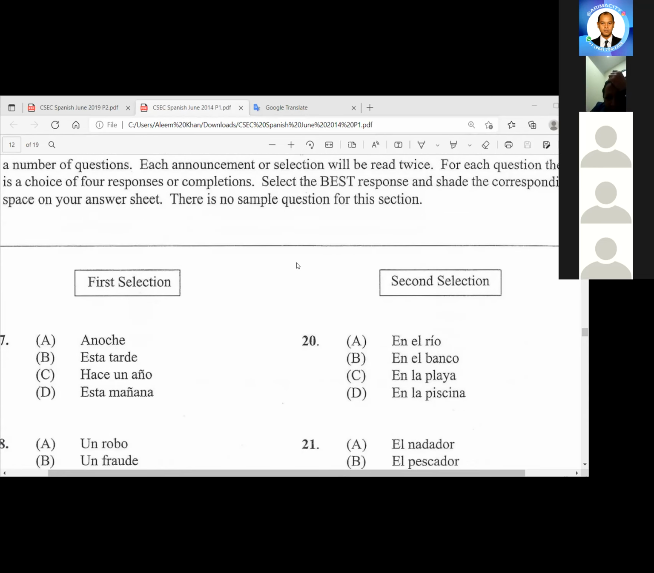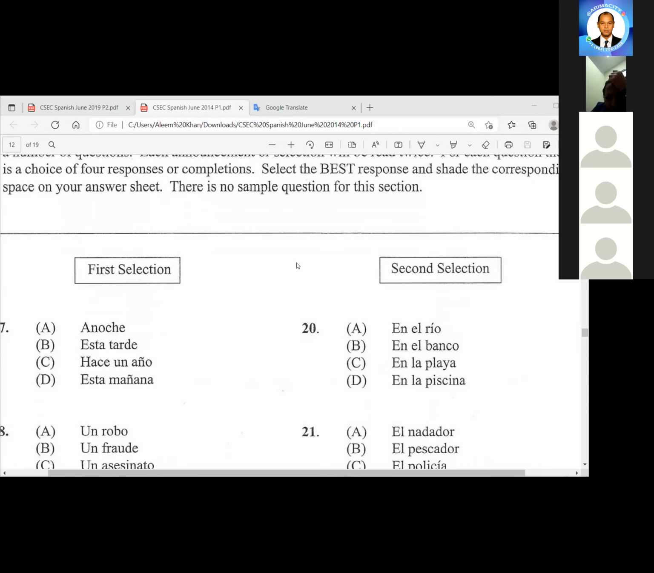The best response and corresponding space on your answer sheet. There's no sample for this section.